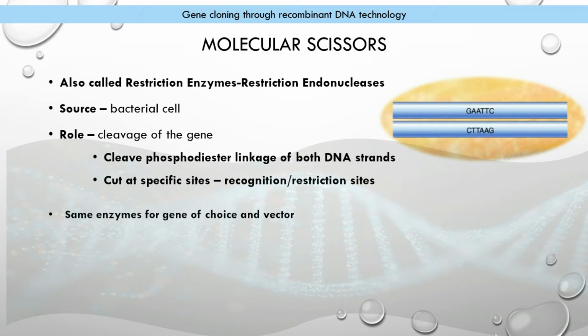Molecular scissors or the restriction enzymes. Molecular scissors are also called restriction enzymes or restriction endonucleases. These enzymes are obtained from bacterial cells. They are called restriction enzymes because they make a specific cut at a specific site called the recognition or restriction site. These enzymes cleave the phosphodiester linkage of both the DNA strands.